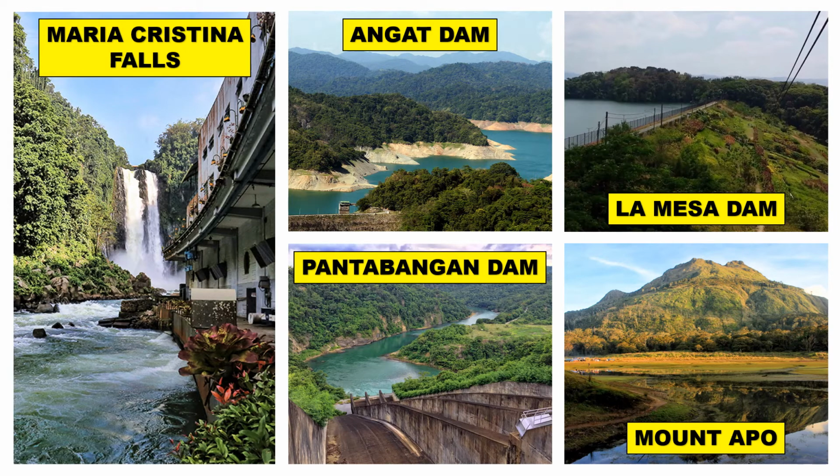Maria Cristina Falls is a waterfall of the Agus River in the northern Mindanao region of the Philippines. It is sometimes called the Twin Falls as flow is separated by a rock at the brink of the waterfall. It is located in Iligan City, Lanao del Norte.